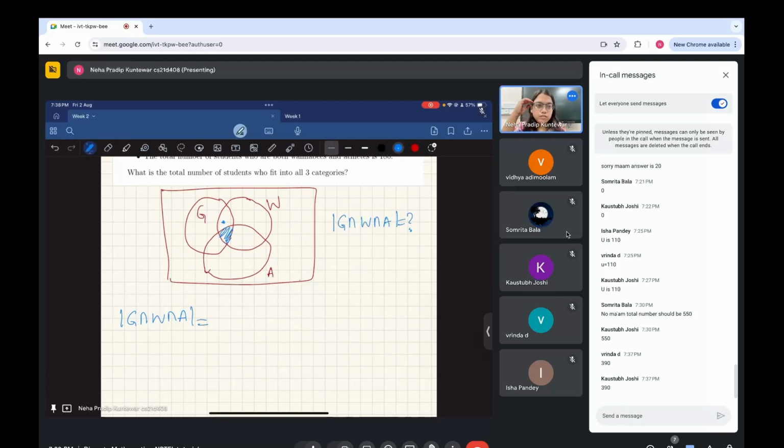Ma'am, may I? Yeah, sure, please. The cardinality of G intersection W intersection A equals the cardinality of G plus cardinality of W plus cardinality of A minus the cardinality of G union W union A. Okay, then I substitute all these values, ma'am.